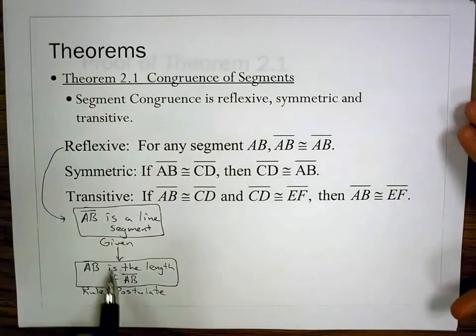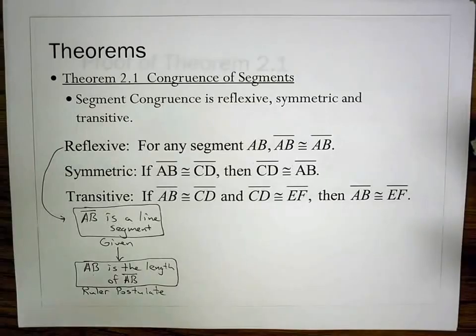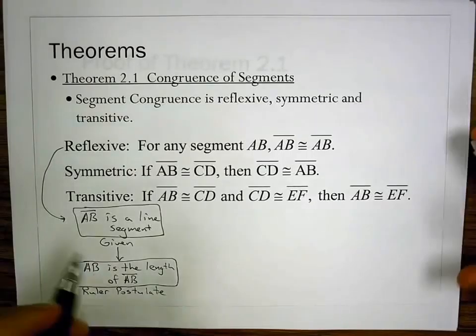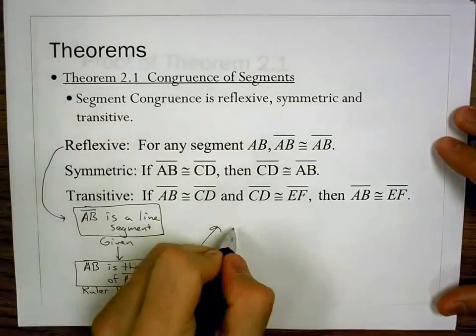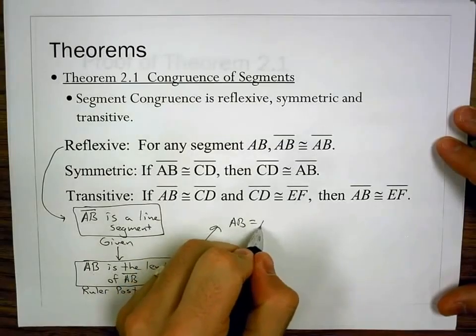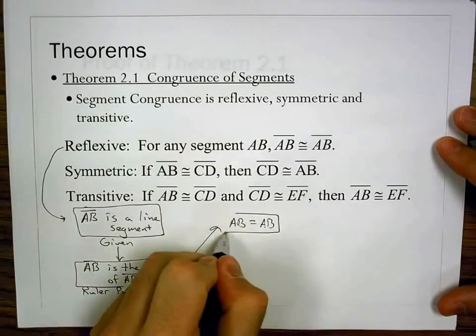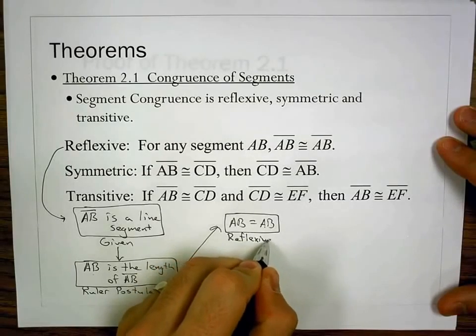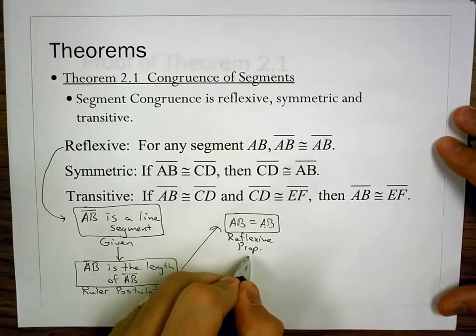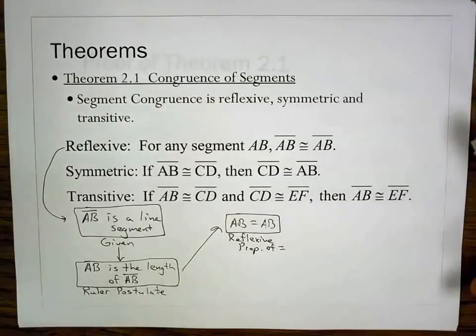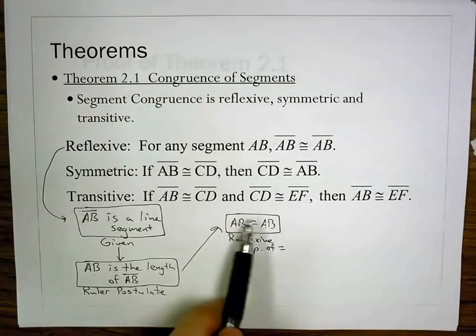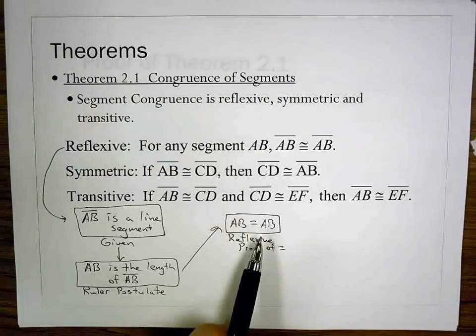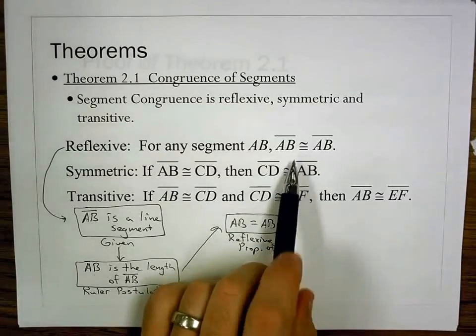Now, I am looking at length. We go back to yesterday, or 2.5, depending on when you're watching this. We go back to 2.5, and we could say that AB is equal to AB because it was the reflexive property of equality. So that was back in equal. Look at it equal. We want to get it to congruence.